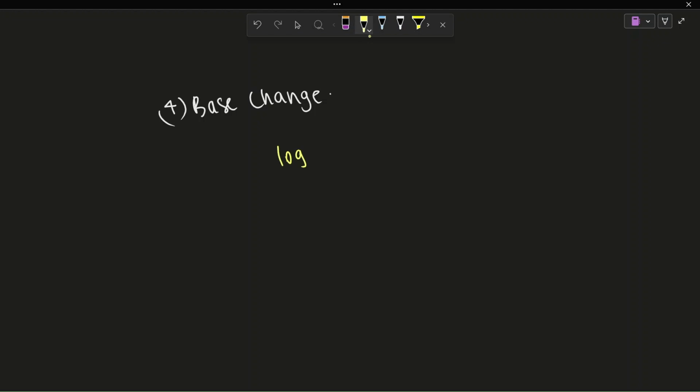You're going to have log m to the base a, and that's going to be equal to log m to the base b over log a to the base b. So to explain the equation, a is our first base and b is the second base that we change a into. So to do that change, we're going to have to put the number in the numerator with the new base, and we're going to have to put the old base with the new base in the denominator.